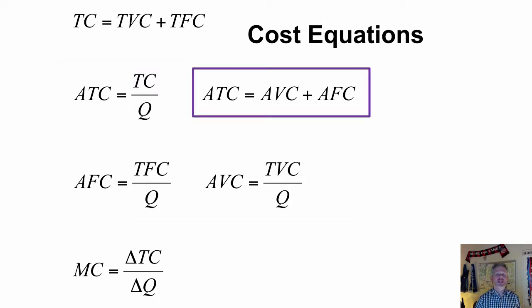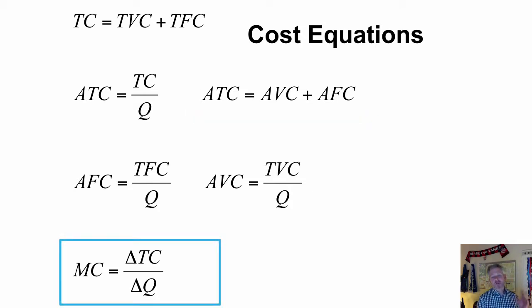So notice that these three things have the same relationship that these three things have. Total cost equals total variable cost plus total fixed cost. Average fixed cost plus average variable cost equals average total cost, because each one of these is just this divided by Q. So that relationship has to hold, all right?